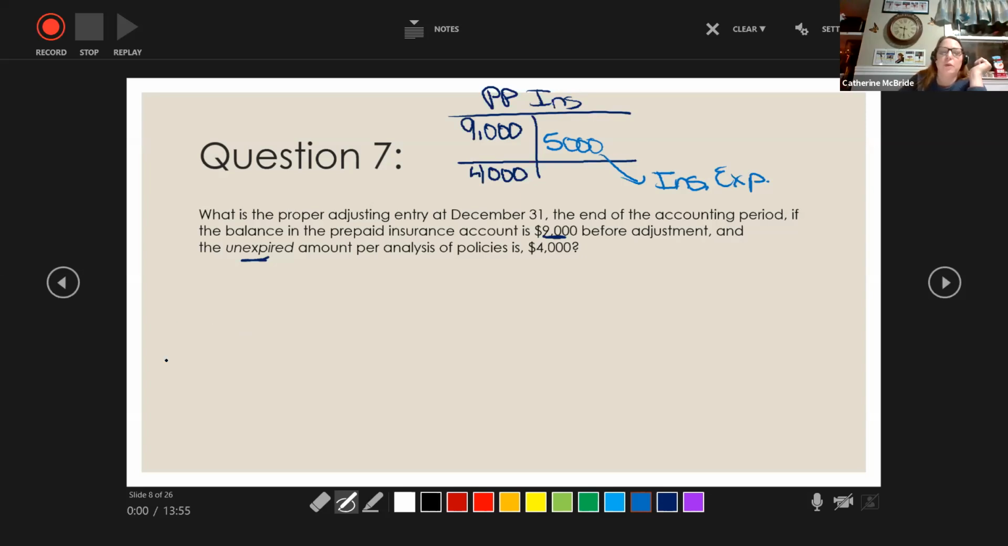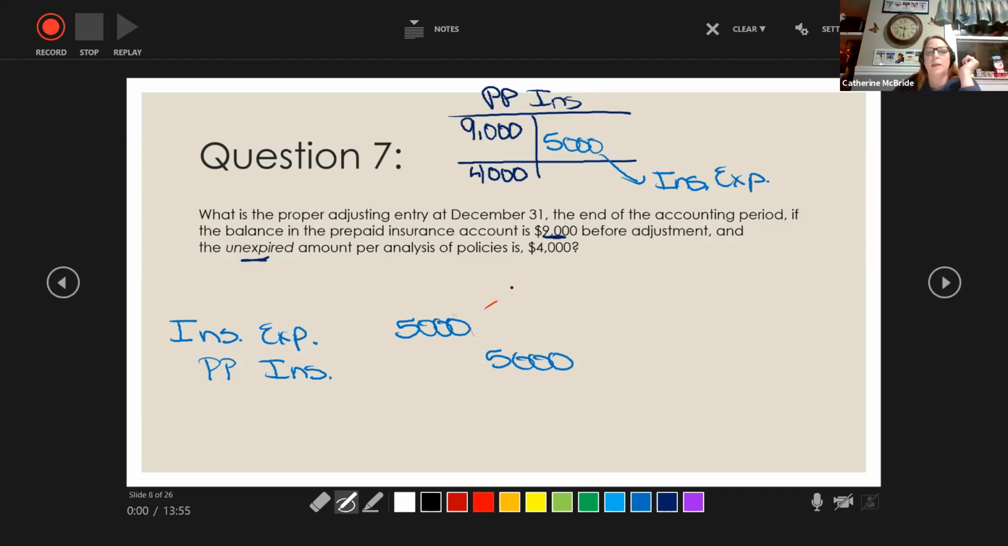So the adjusting entry is going to be, we're going to record our expense, and I'm going to reduce my prepaid insurance for $5,000. You're going to see this on the income statement, and you're going to see this on the balance sheet.